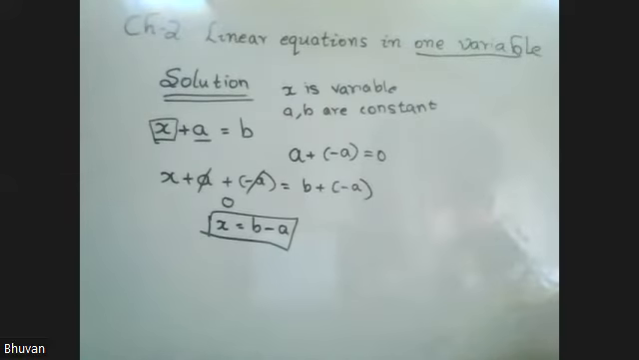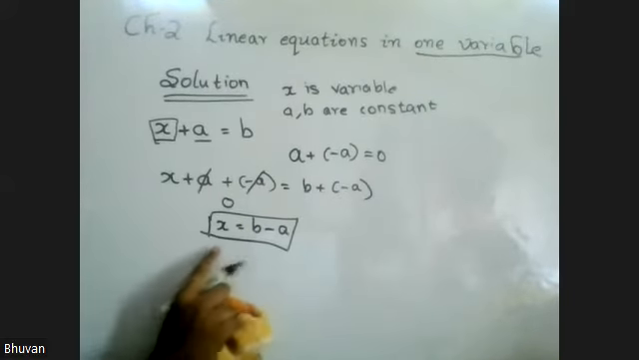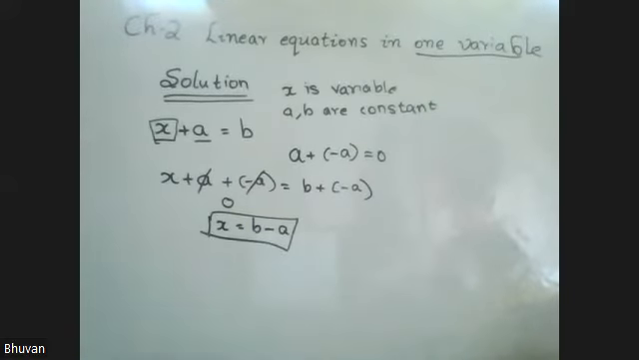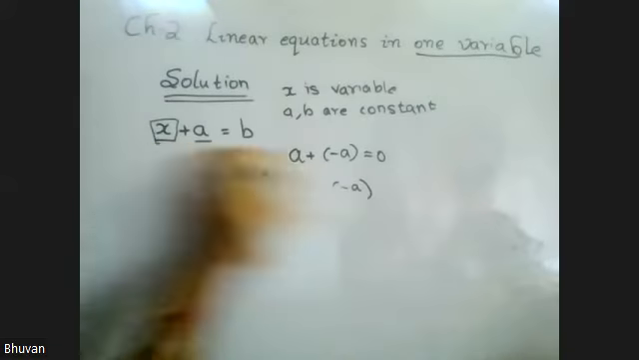We should add on both the sides, not on one side. That's the main important rule and the main mistake committed. So x plus a equal to b. The solution is x is equal to b minus a. Is this clear? Now next.